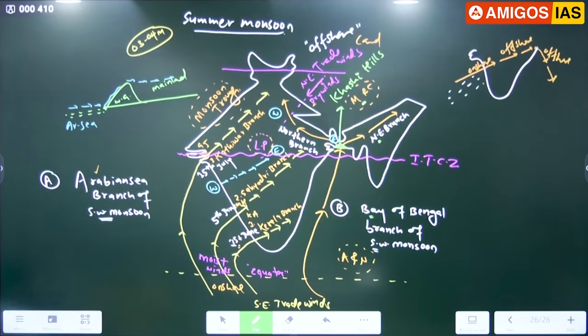And they converge or mix with the northeast trade winds near the Gangetic Plain region. Therefore, ITCZ will develop over the Indian landmass near the Gangetic Plain.